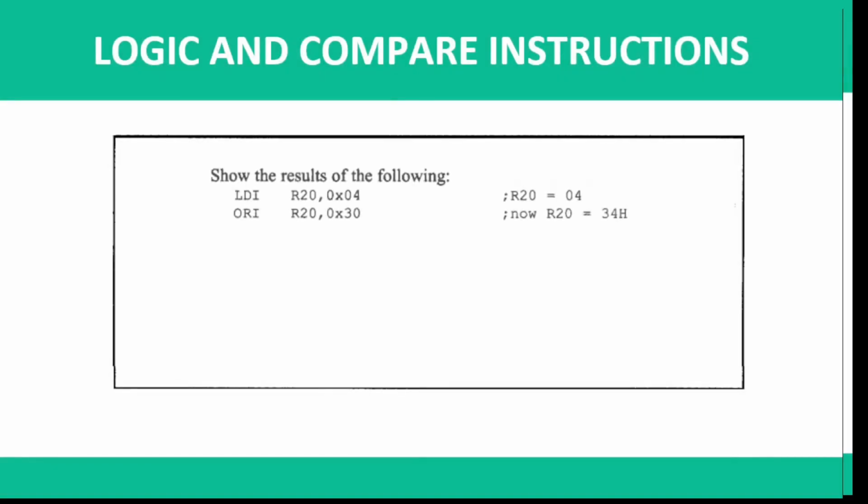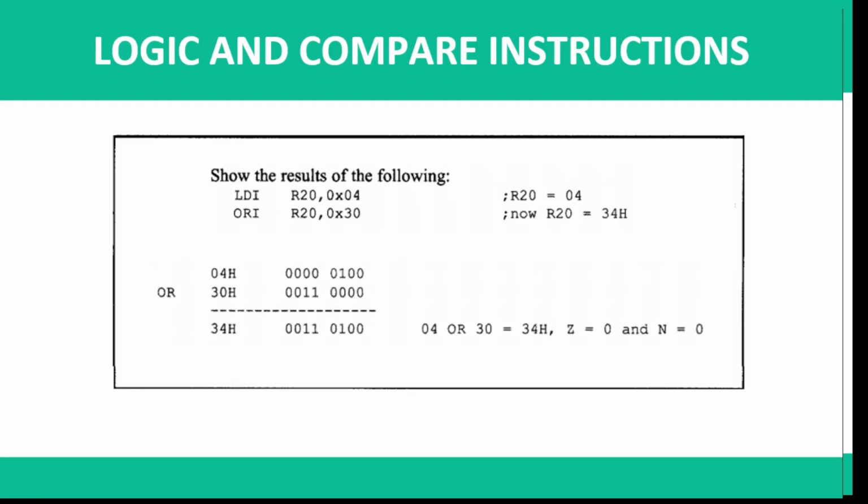So having this example, we have 04 loaded in register 20 and 0x30 loaded in, ORing it into register 20. So we have 04h and 30h ORing it together. Representing it in its binary format, we have 04h equal to 00000100 and 30h equal to 00110000.